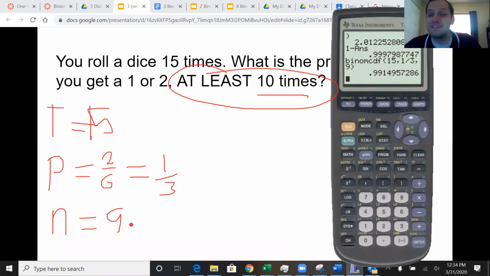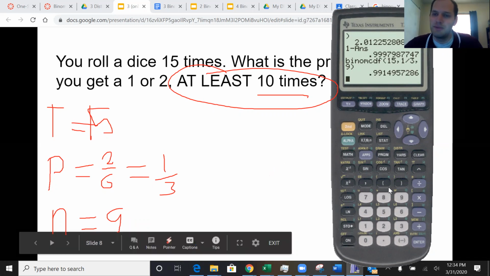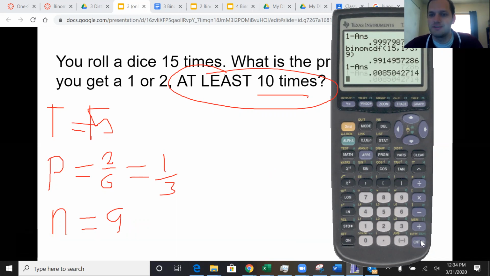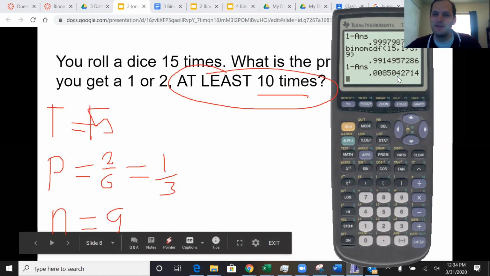But we want at least 10. So what's the probability of getting at least 10? Well, we have to do 1 minus this. 1 minus that answer. You got about a 0.8% chance. Is it very likely? No, it's not very likely at all. Okay, that would be your answer there.